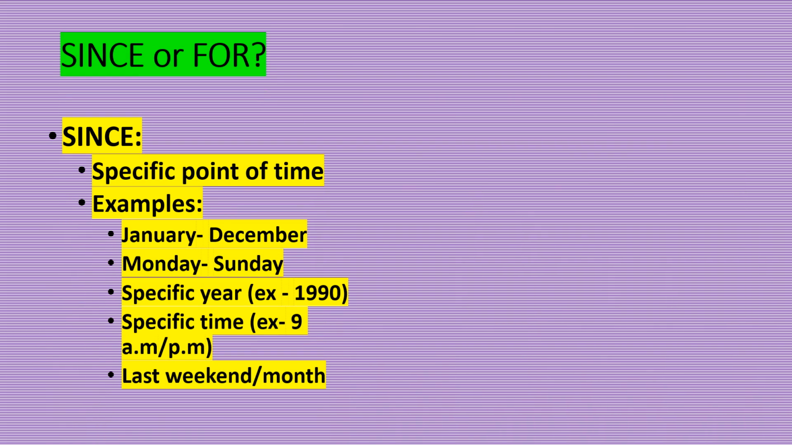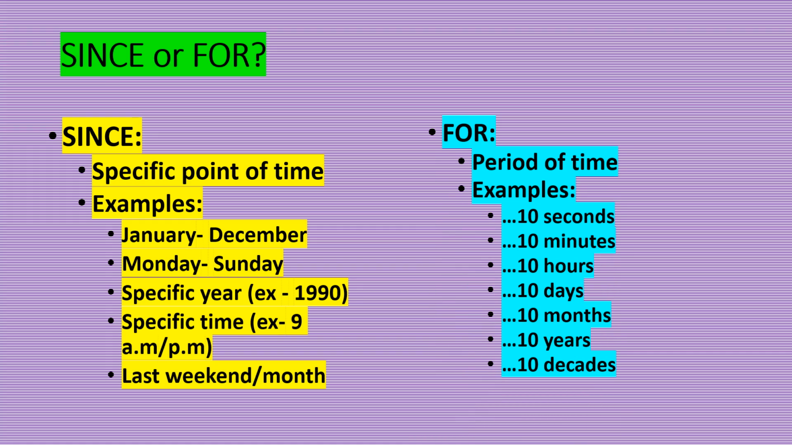So moving on to the past perfect continuous, before we discuss that, it's important for us to discuss the MOT, which is mention of time, which can be either since or for. So what is the difference between since and for? Since is a specific point of time that is being discussed.